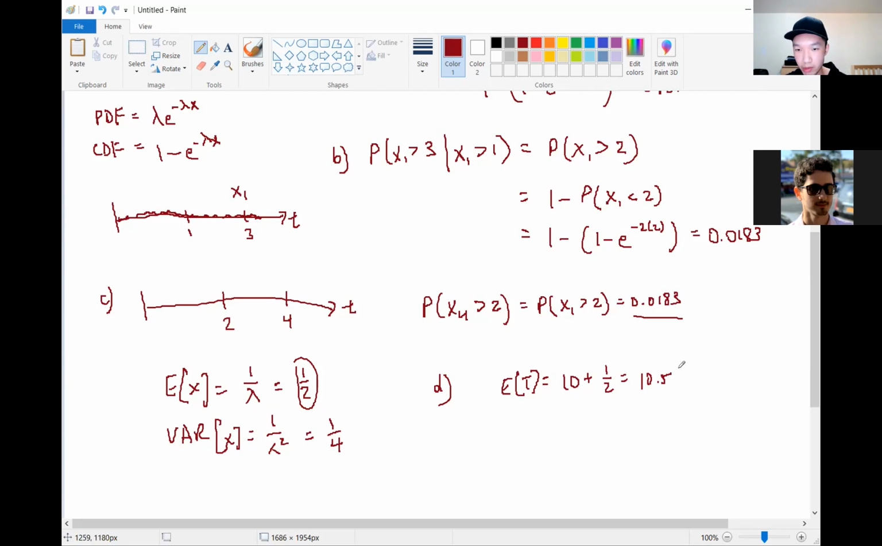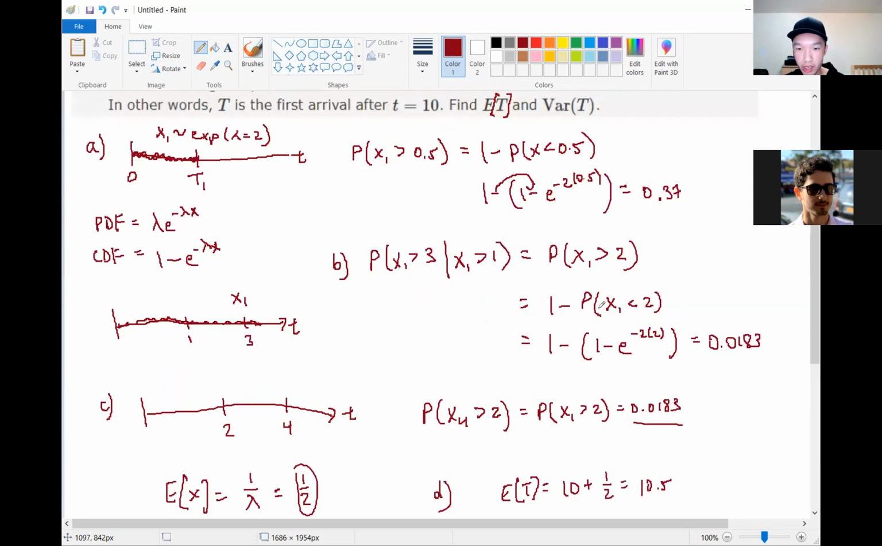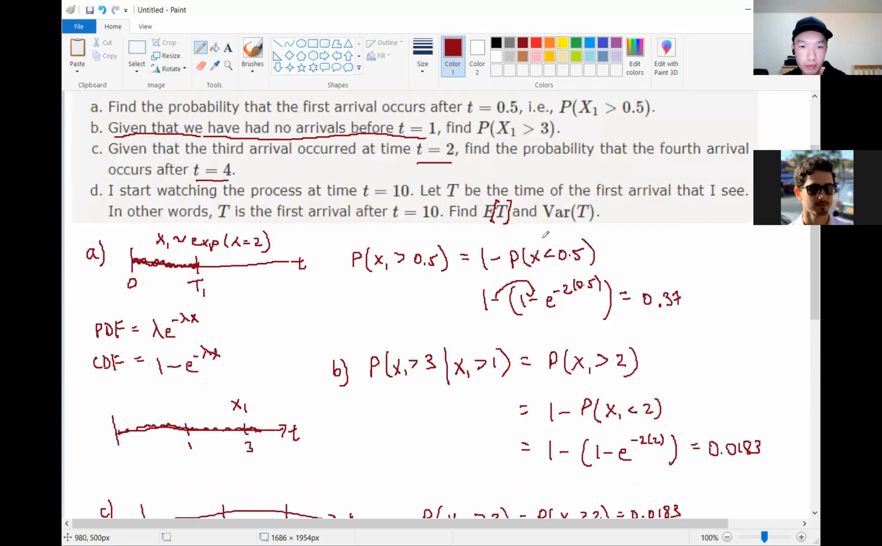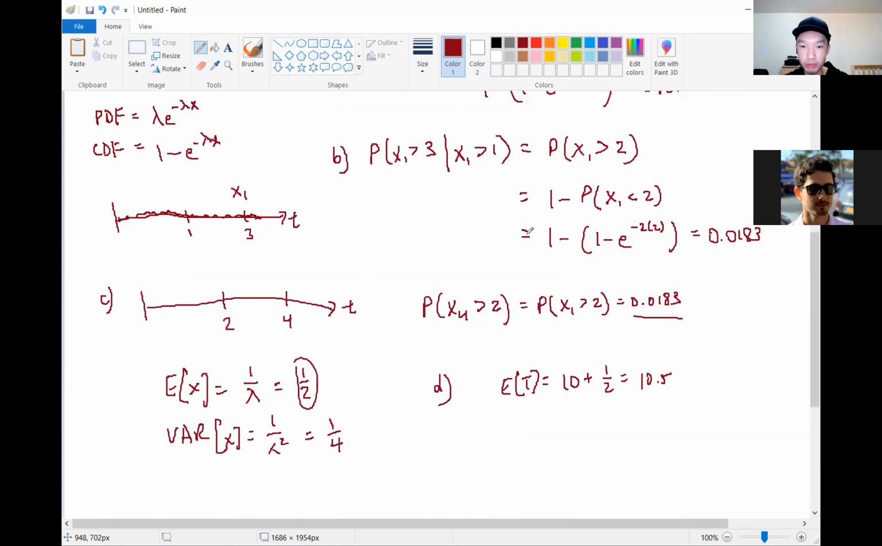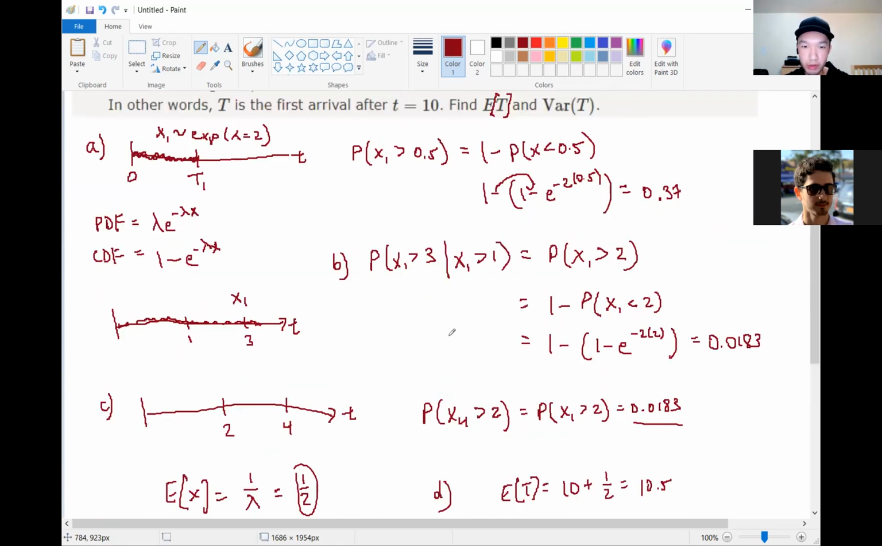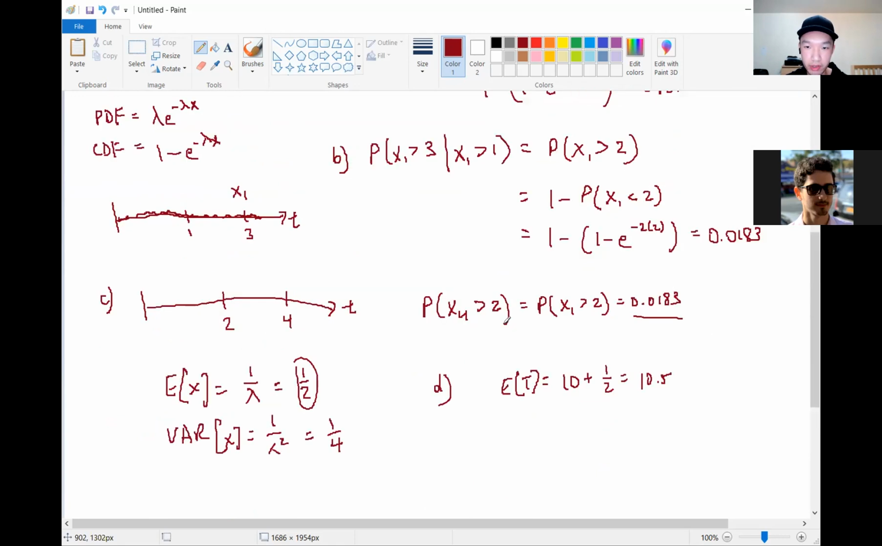So what does that mean? How do I restate that as a sentence? It's basically saying that if you start watching the process at time 10, let's assume this is hours, so you're starting at 10 hours, they're asking you to figure out the expected time until you see the next arrival, which is 10.5 hours. Okay, so that's how you would restate it as a sentence.